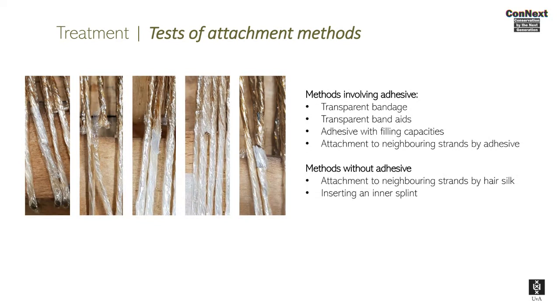The method which applied a transparent bandage around the break proved best for breaks in the center of the weave. It was visually pleasing and provided good alignment. For breaks located near the seat rail, only direct attachment on the seat rail with an adhesive proved strong enough to overcome the spring back.